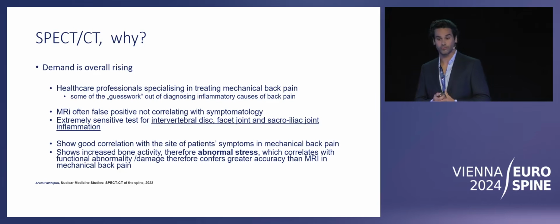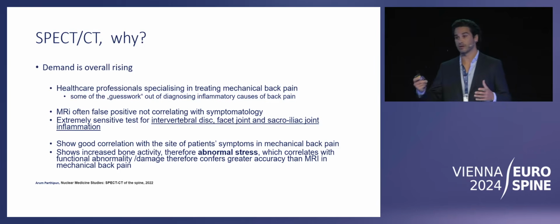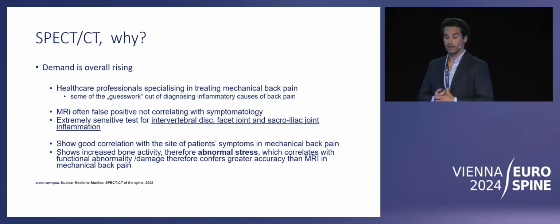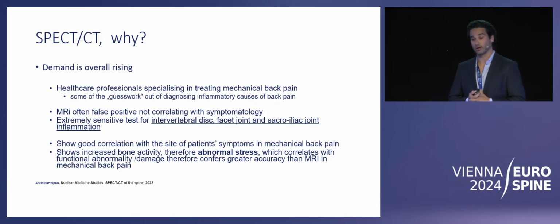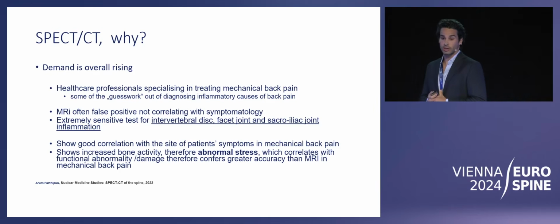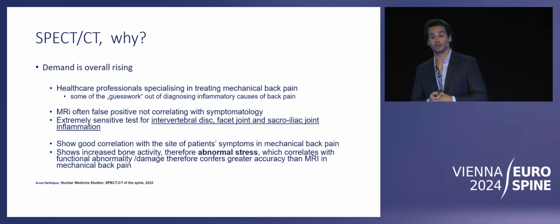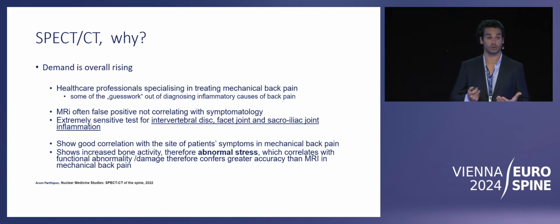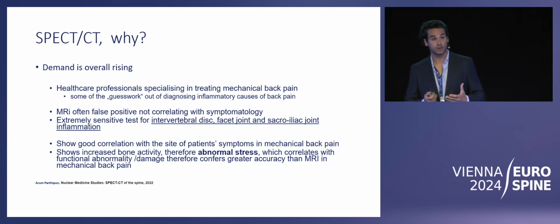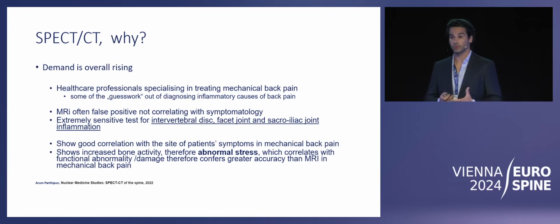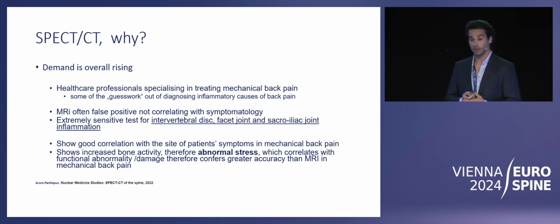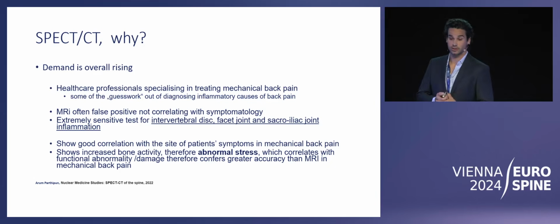MRI is very often false positive, not correlating with the symptomatology. We very often see facet joint edema and capsules showing signal on MRI, but clinically we don't see any facet pain syndrome in our patients. So SPECT-CT seems to be extremely sensitive to test for intervertebral disc pathologies, facet joint pathologies, and sacroiliac joint inflammation, which are, to be honest, three of the main structures we most commonly intervene on in interventional pain physician practice.